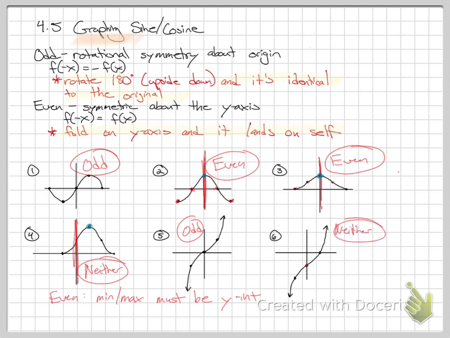So those were almost the same graphs, but one of them was odd and the other was neither. So when can things be odd? Or when can things not be odd? I want to write down: odd cannot have a vertical shift.